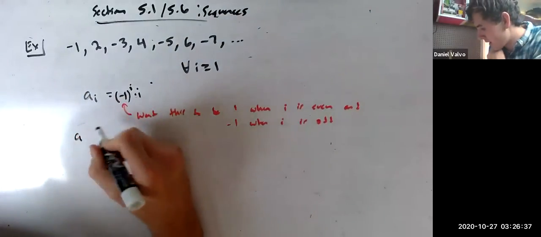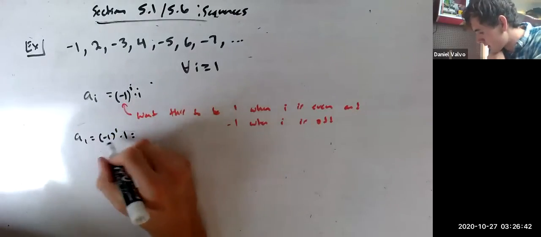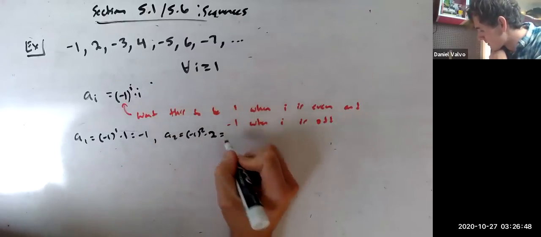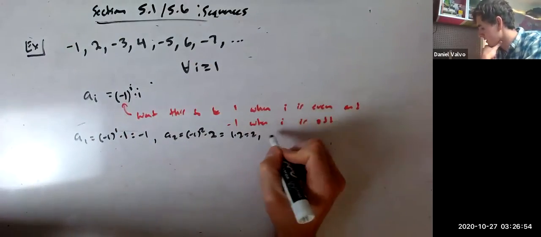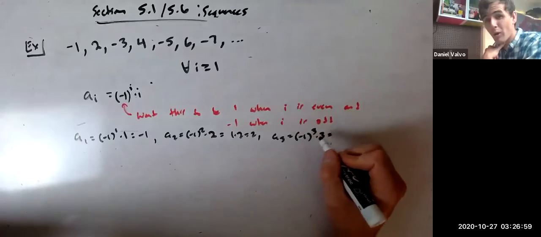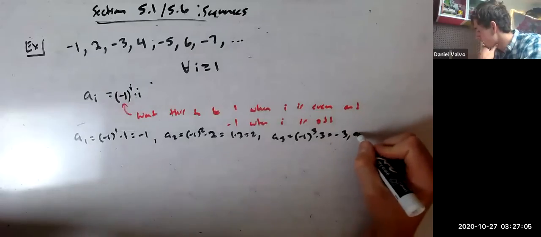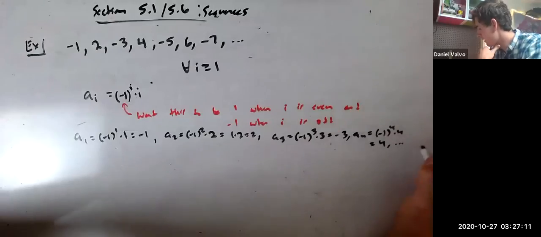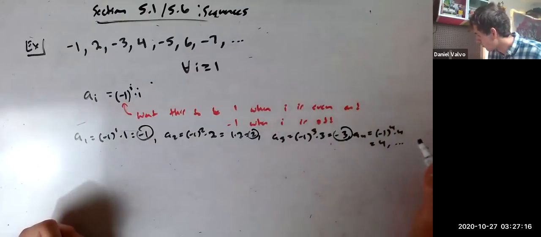So if we write it out, we get a_1 is -1 to the 1 times 1. -1 to the 1 is -1. a_2 is negative 1 squared times 2, just plug in this formula. Then we get negative 1 squared is 1 times 2, which is 2. a_3 is negative 1 cubed times 3. Negative 1 times negative 1 times negative 1, that's going to be negative 1. This is negative 3. a_4 is negative 1 to the 4th times 4, which is going to be 4. It goes on and on like that. And you notice we get exactly what we wanted to get.